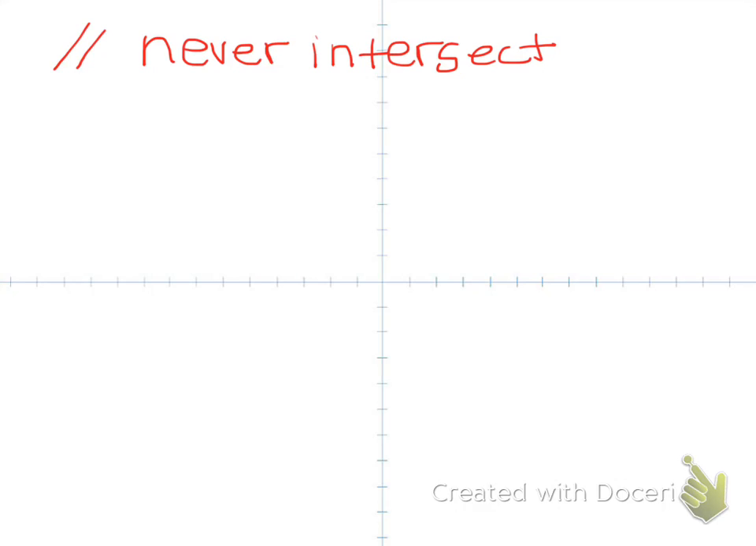We're going to be working with parallel and perpendicular lines. Parallel lines never intersect. And this is because they have the same slope.